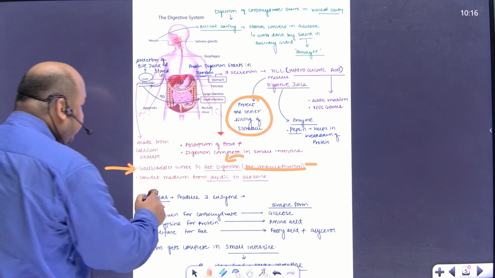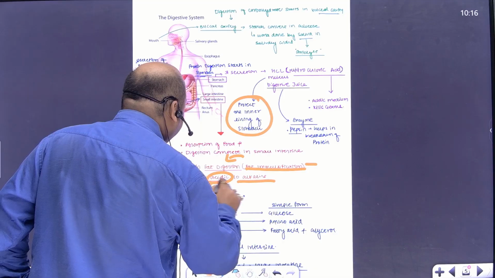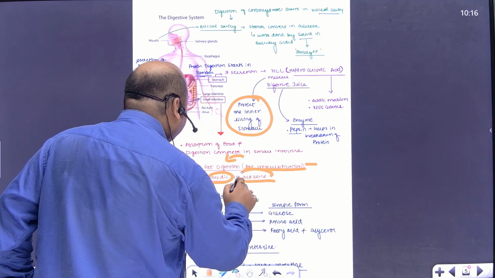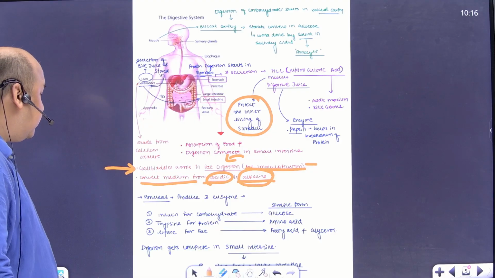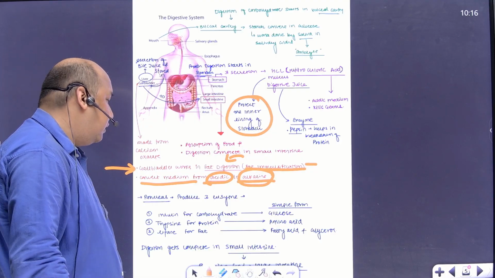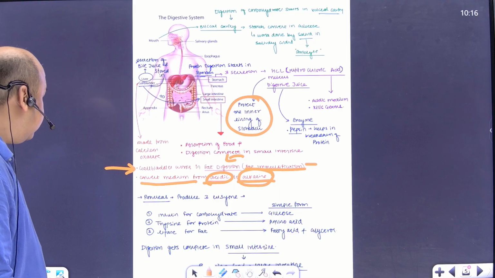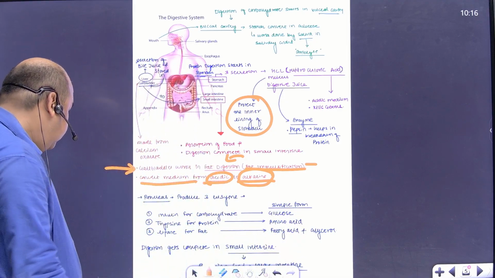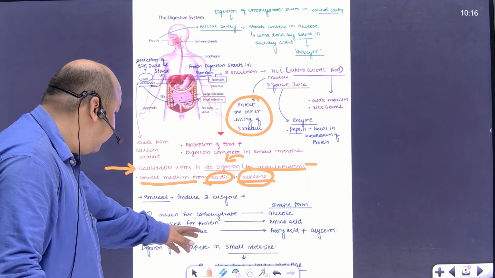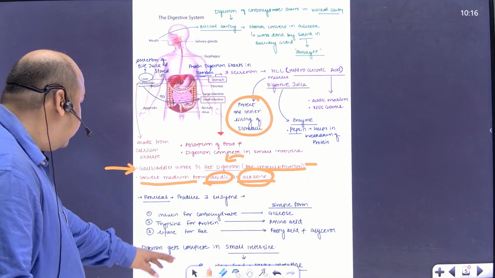It converts the medium from acidic to alkaline. When our body is acidic, it can create a problem, which is why it has to be alkaline. Now the pancreas produces three enzymes: amylase for carbohydrate, which in simple form is called glucose; trypsin for protein, which gives amino acids; and lipase for fat, which gives fatty acids and glycerol. So digestion is completed in the small intestine.